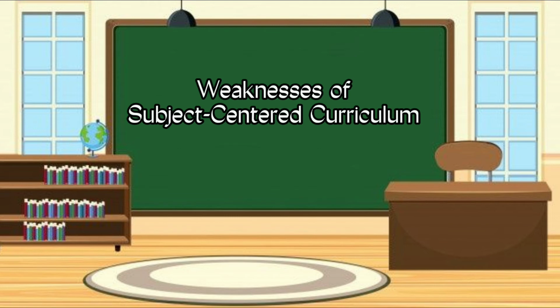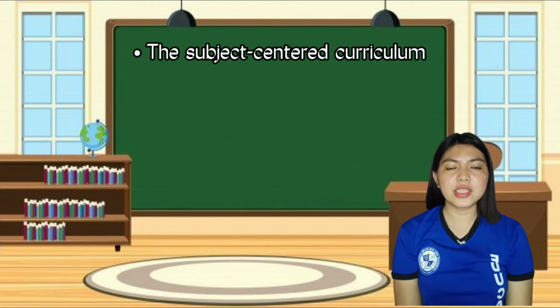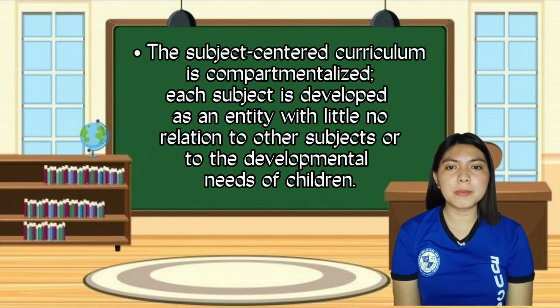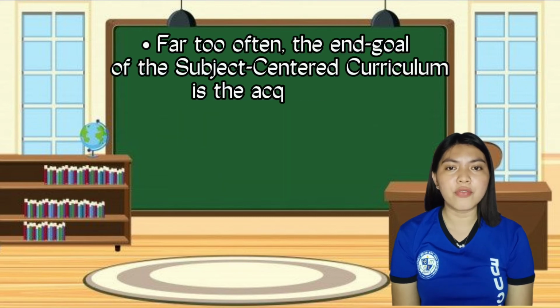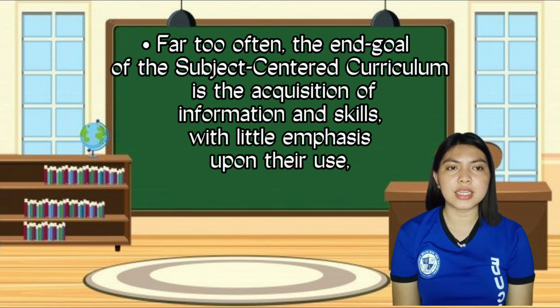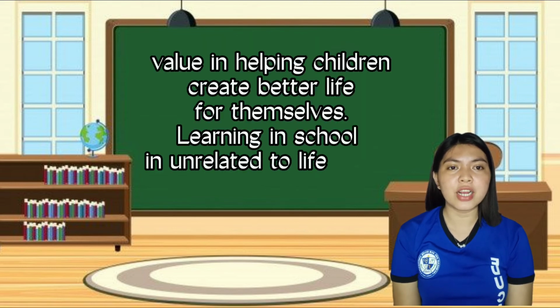Weaknesses of subject-centered curriculum. The subject-centered curriculum is compartmentalized. Each subject is developed as an entity with little or no relation to other subjects or to the developmental needs of children. Far too often, the end goal of the subject-centered curriculum is the acquisition of information and skills with little emphasis on their use, or on their value in helping children create a better life for themselves. Learning in school is unrelated to life needs.